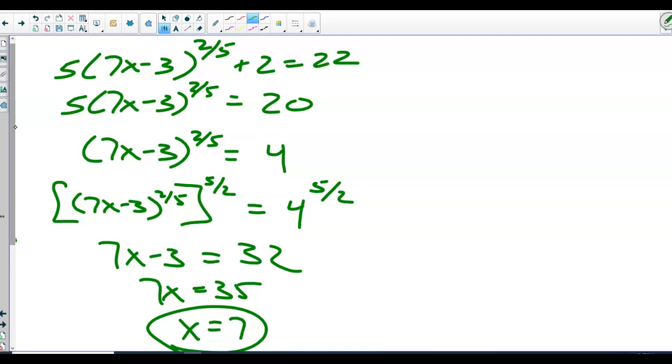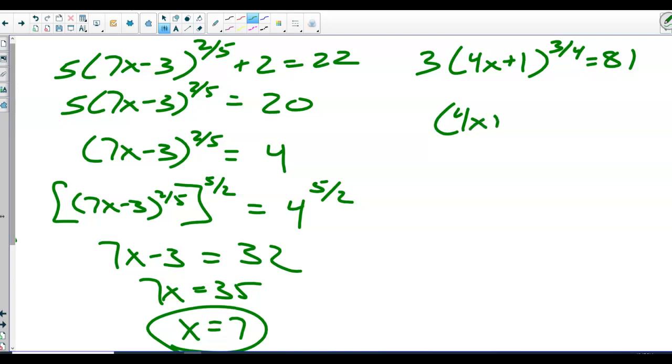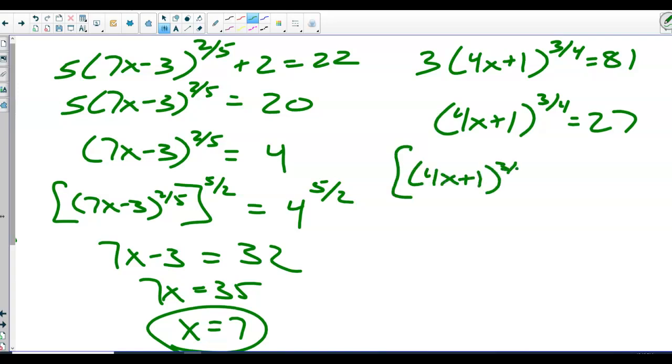The second one, I need to get the 3/4 exponent alone with its parentheses. So I divide both sides by 3. 4x plus 1 to the 3/4 equals 27. Now, 4x plus 1 to the 3/4 raised to the 4/3. We'll make that actually a bracket.